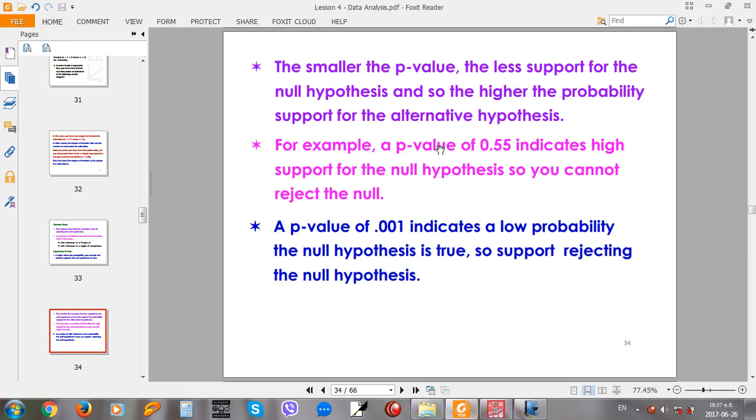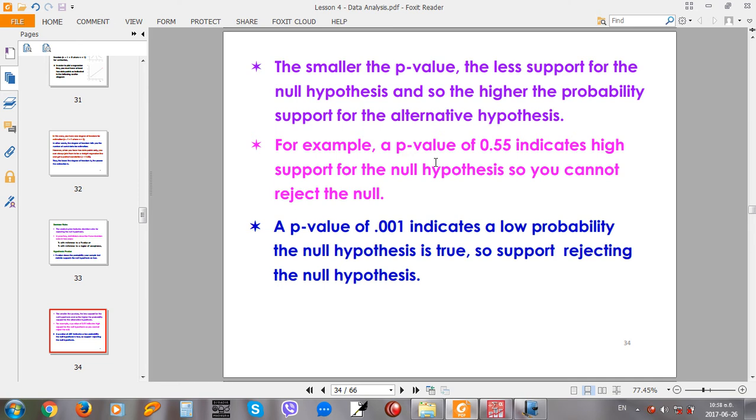For example, if we take the p-value as 0.55, it indicates high support for the null hypothesis, and you cannot reject the null. To reject the null hypothesis, there is a significance level, right? There is a term significance level that is given in the questions. Sometimes they give a 99% significance level, most probably a 95% significance level. 95% means 95 over 100, that is 0.95, right? That is the probability.